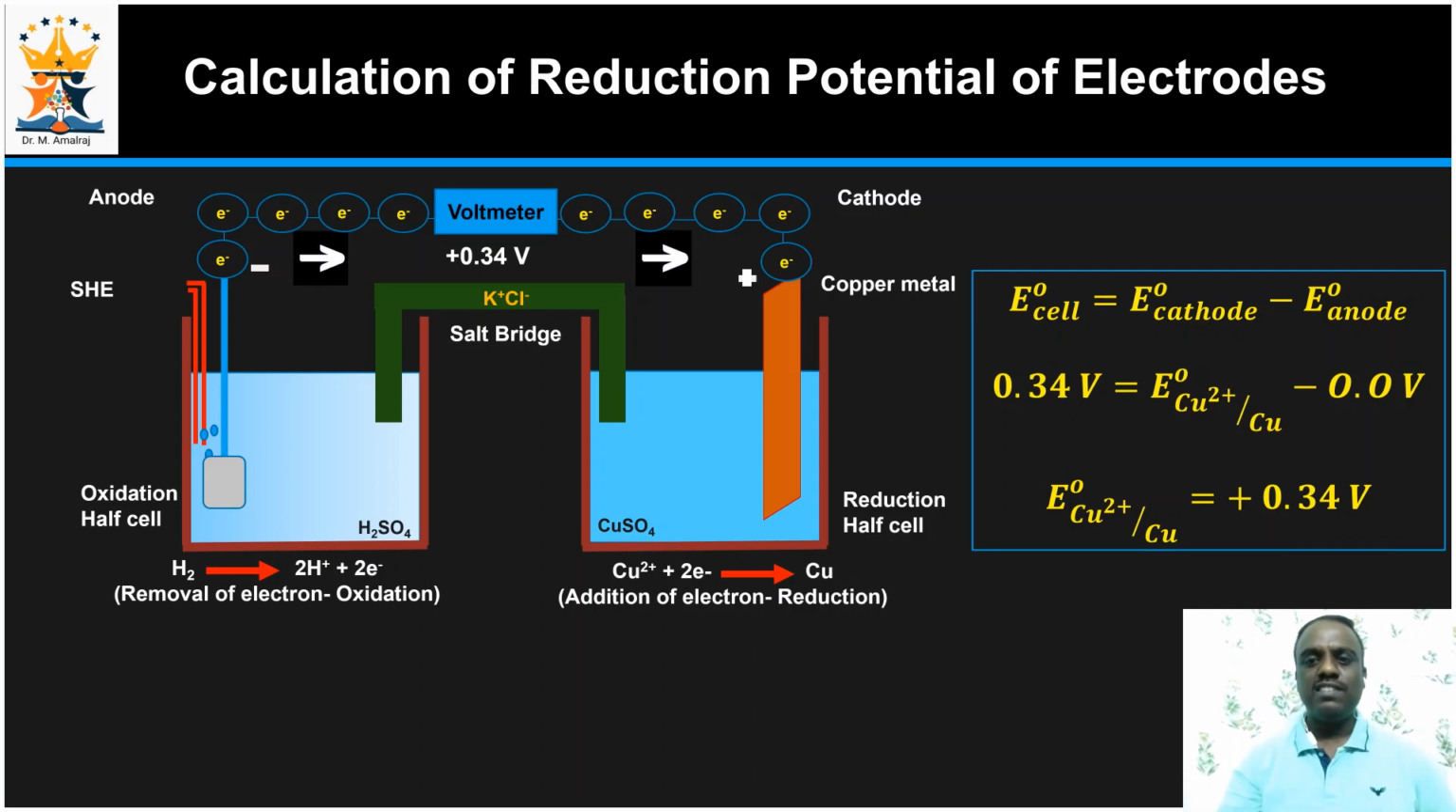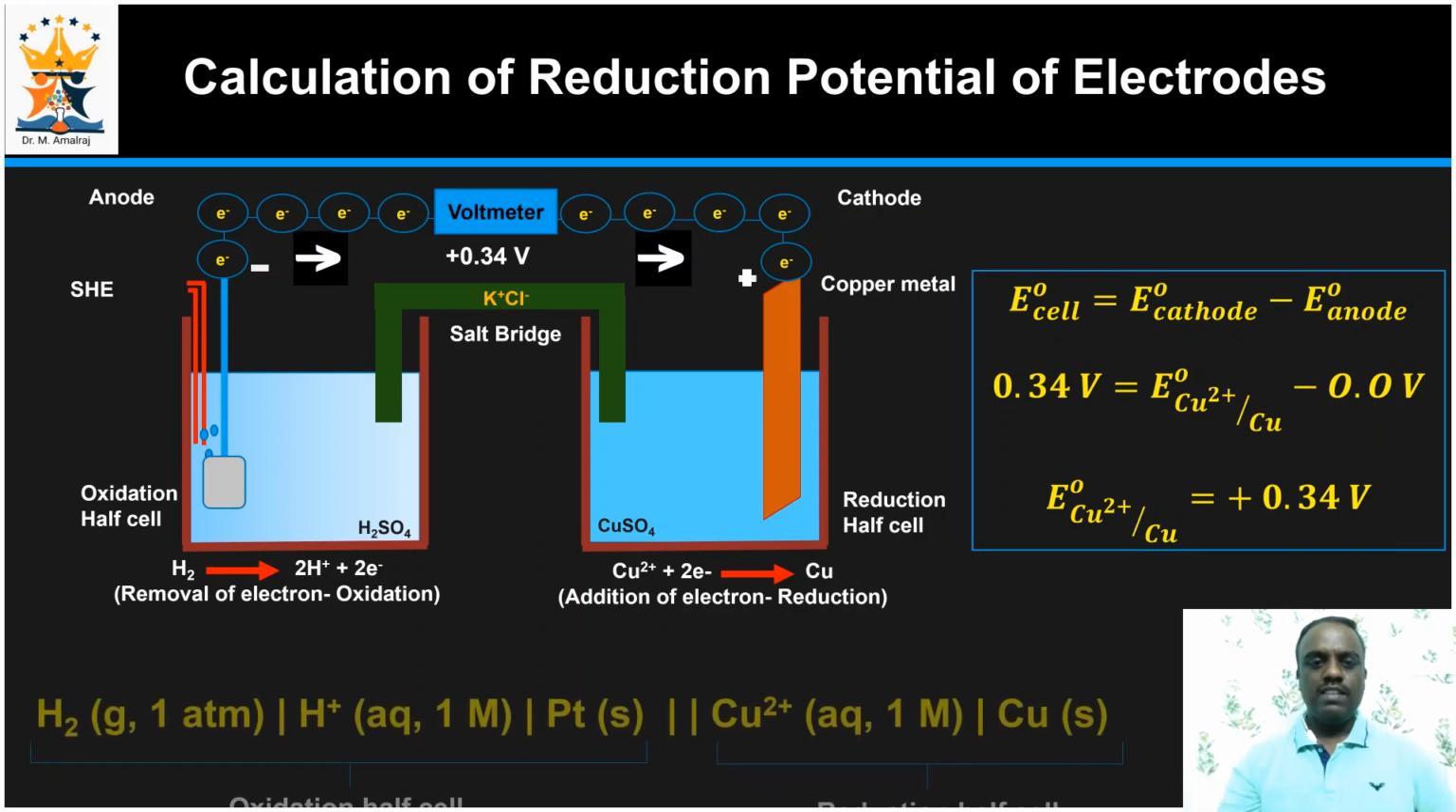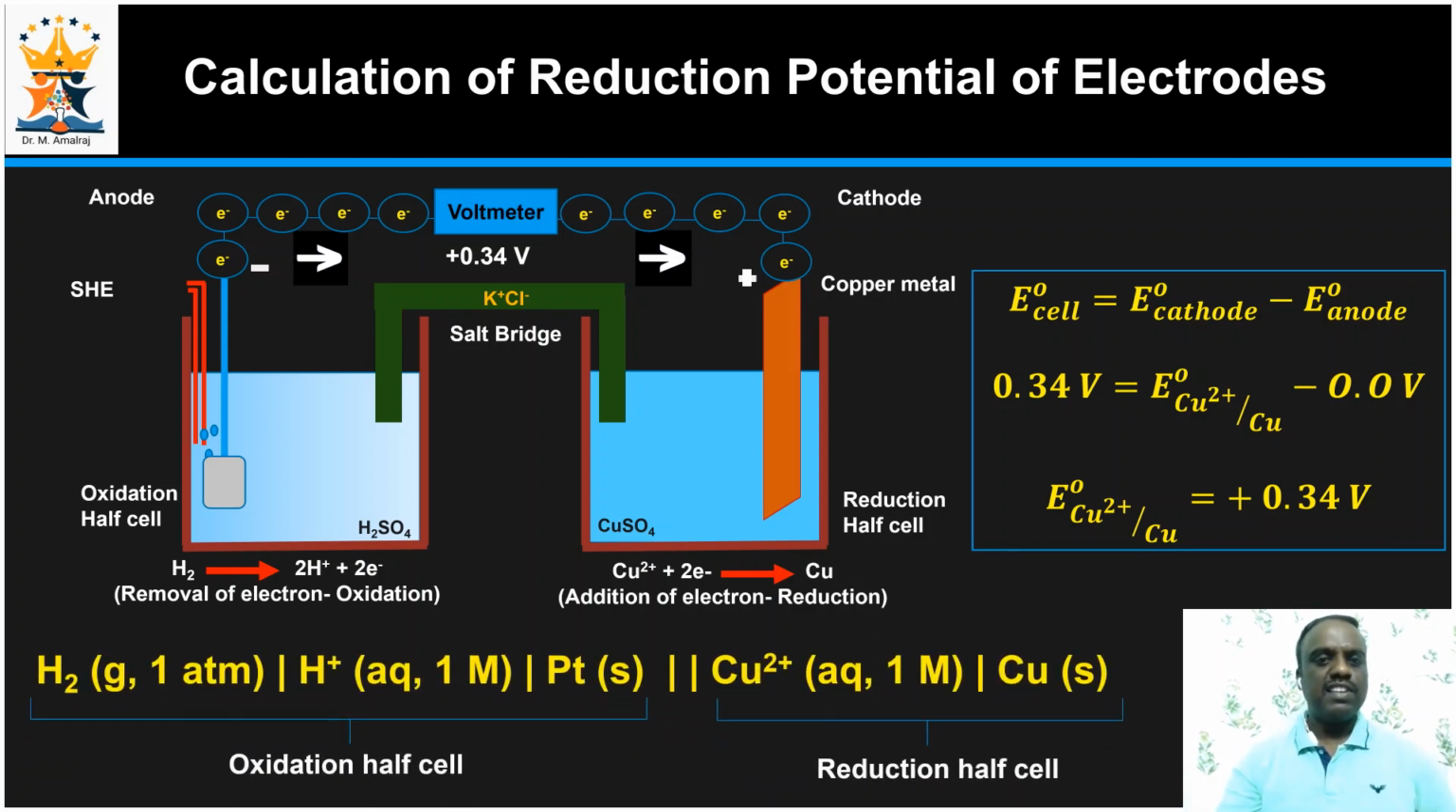So by using this, we can calculate the reduction potential of any electrode, and that can be tabulated, and that table is nothing but your electrochemical series. And in our previous video, we have discussed enough about the electrochemical series, and this is the corresponding cell representation. In this case, since the standard hydrogen electrode acts as the anode, it is represented in the left hand side to the salt bridge.